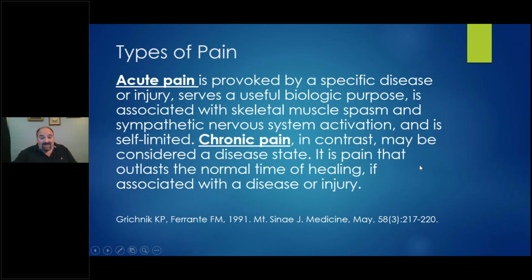The chronic pain, so this is pain that persists, and this can be after some months of this type of pain. In contrast, it is considered a disease state: chronic pain, pain that outlasts the normal time of healing, if associated with disease or injury and such. And so, yeah, acute and chronic pain difficulty, and we're seeing that in our society.